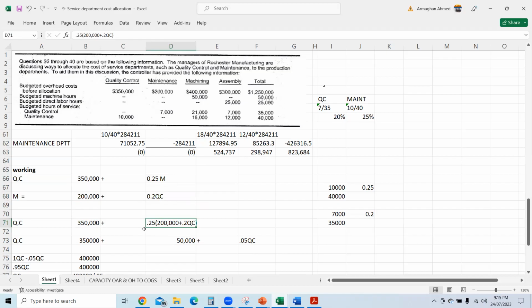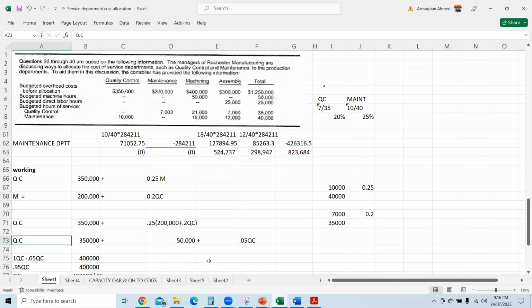So 0.25 into 200,000 will become 50,000. 0.25 into 0.2 will become 0.05 QC. Now here there become two QCs, one this QC, the other this QC, right? This is only QC, it means one QC, right? This is 1 QC.